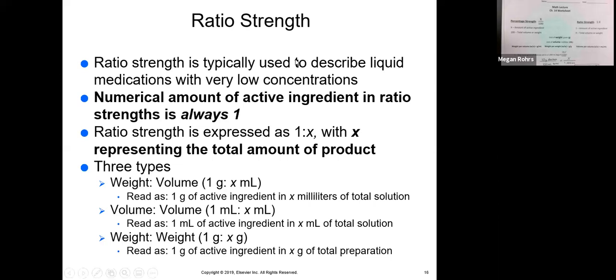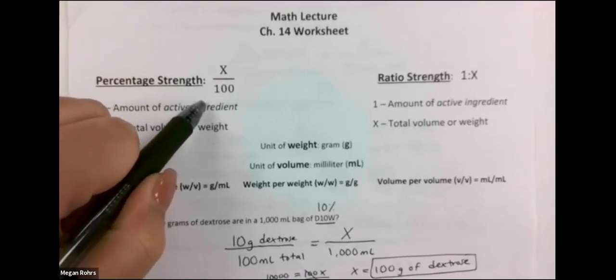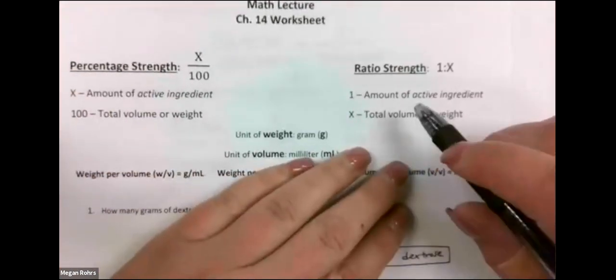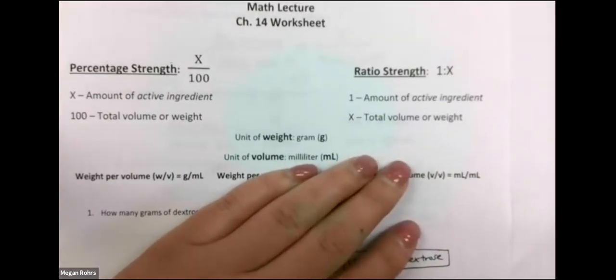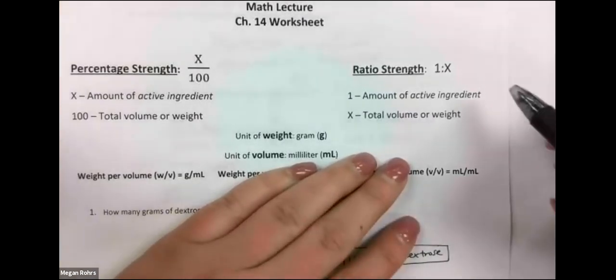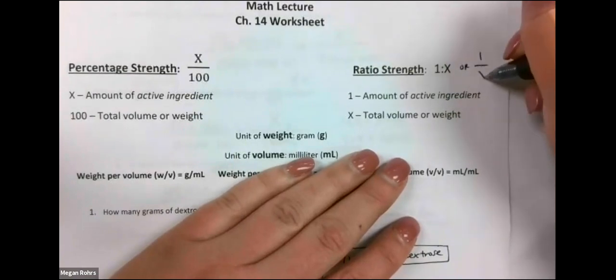Okay, so the second concept for this week is ratio strength. If you're following along in the book, ratio strength starts on page 341. So I want us to shift gears a little bit. When we were talking about percentage strength, we always are talking about X over 100. Now, ratio strength, new concept here. Ratio strength is always 1 to X, which a ratio is just another way to write a fraction, just a fraction on its side. So 1 to X or 1 over X.